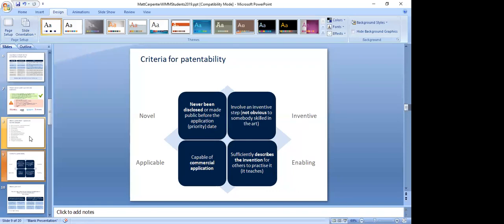Okay, remember that. Another is capable of commercial application. That should be applicable, not sellable. Okay, enabling: successfully describe the invention for others to practice it. It teaches, not just gives. Just to explain that, there will be cases to read. Okay, so these are the themes you should understand.